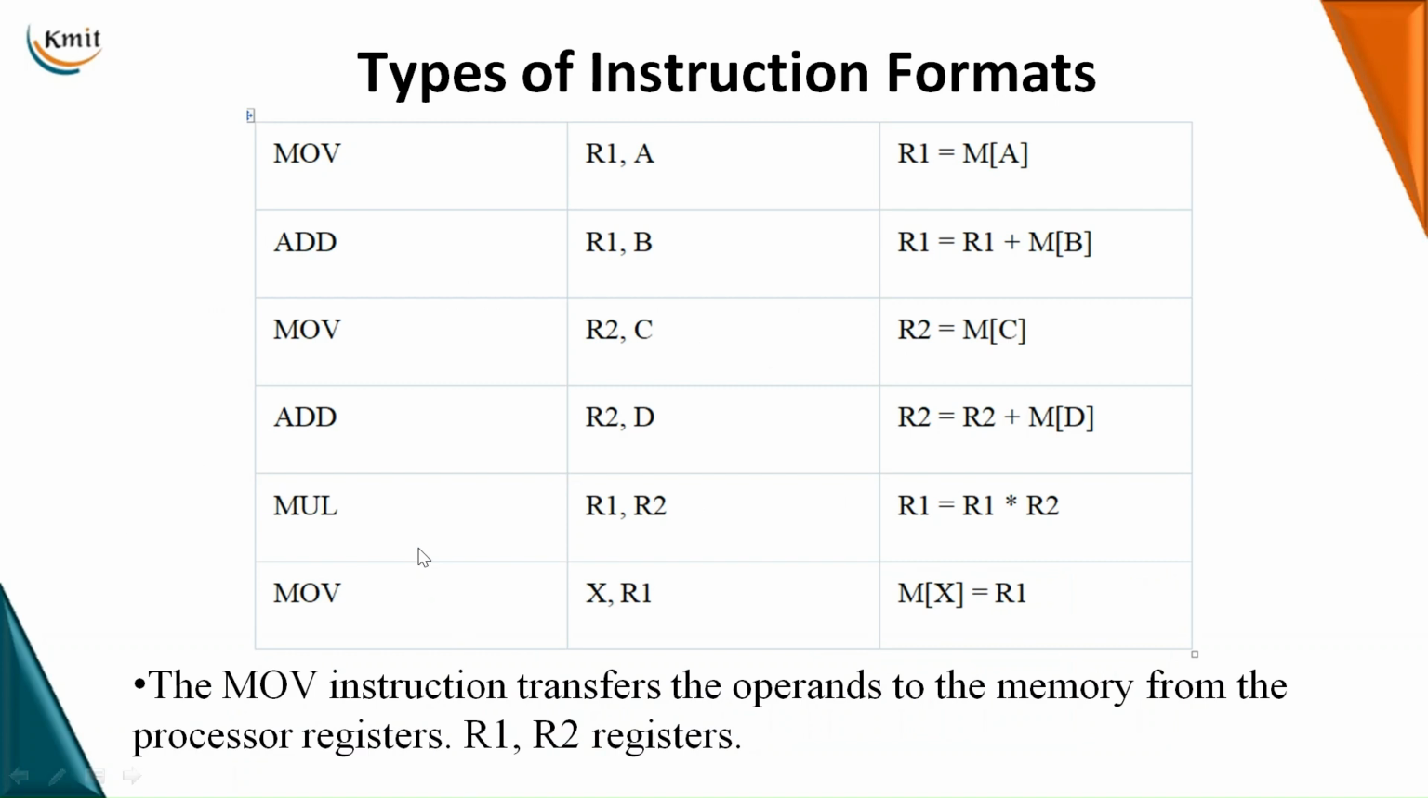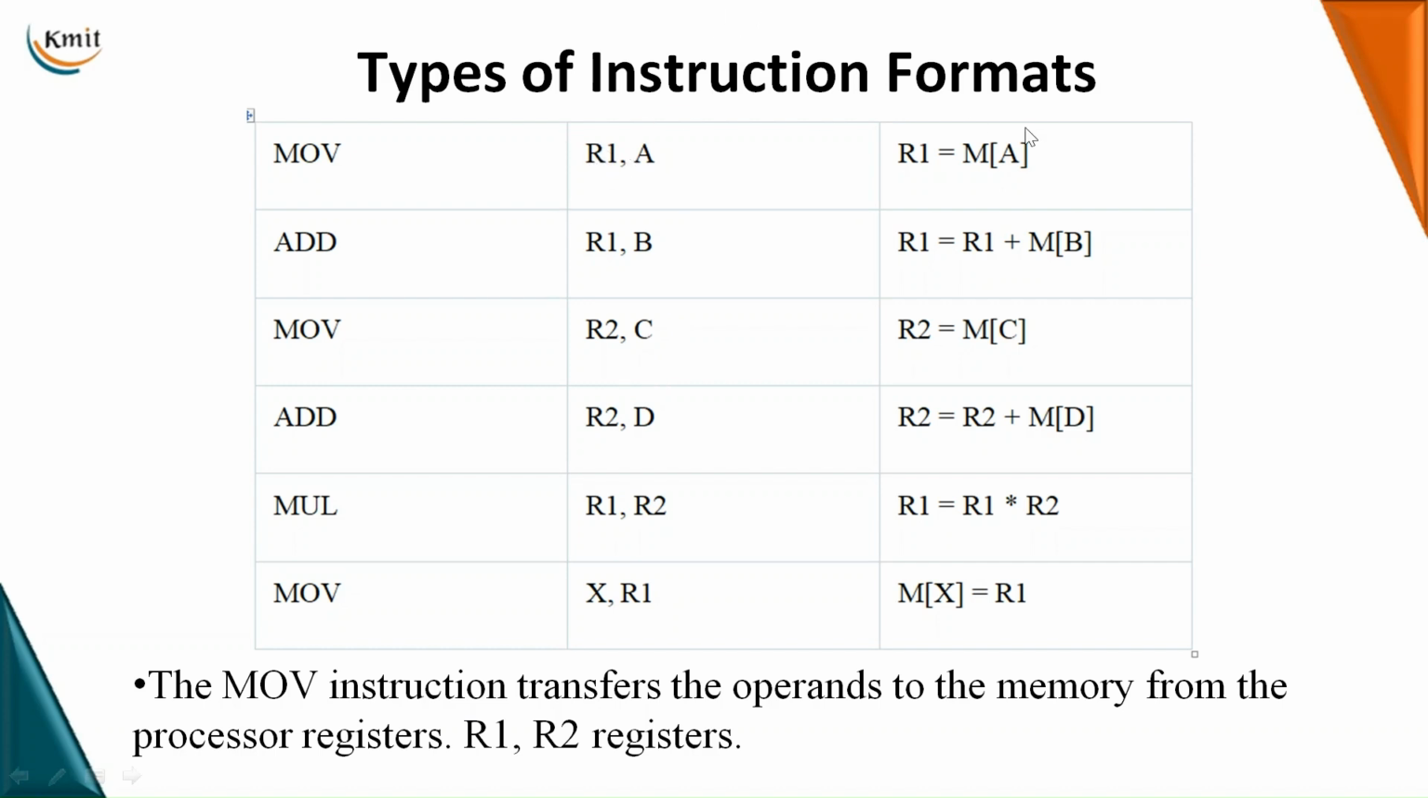So in two address instruction format, we are using a special instruction called move. First, we are taking M of A. We have to first perform A plus B. So M of A, and this particular two address instruction makes use of registers to perform the operation.